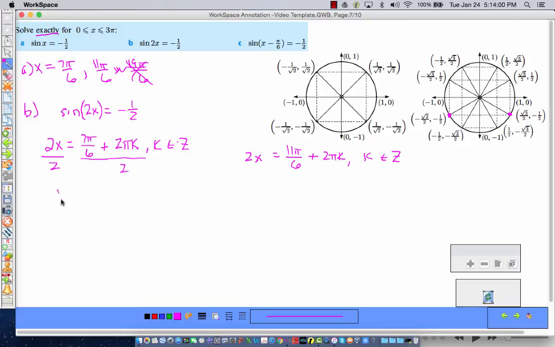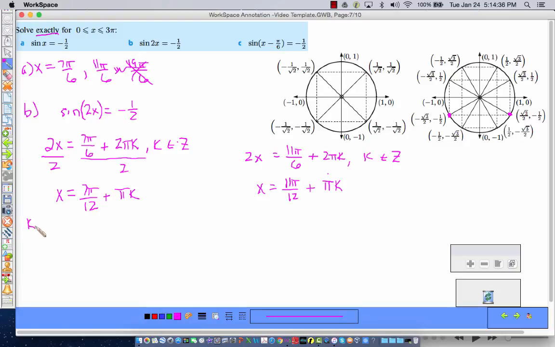The 2's cancel here. x is equal to 7 pi over 6 divided by 2 is 7 pi over 12 plus 2 pi k over 2. The 2's cancel and I get pi k. Okay, same thing here. I'm going to divide both sides by 2, and in this case it would be 11 pi over 12 plus k pi, or pi k, whichever way. I did pi k over there, so I might as well do it here. All right, so now we just start entering integers.